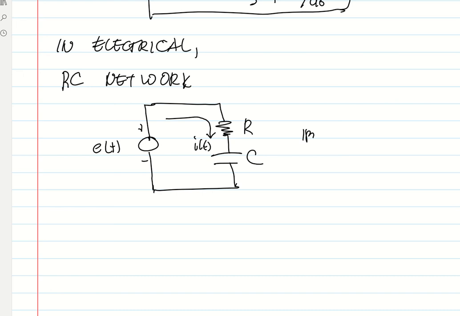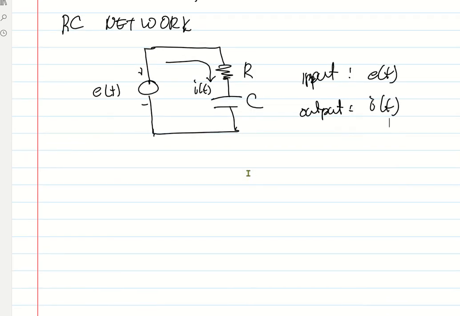So here, the input will be E of t, the voltage source. The output will be the current I of t. That's the first step in the procedure for finding the transfer function. The next step is to apply the theorems that you know. So here we apply Kirchhoff's voltage law to this loop.